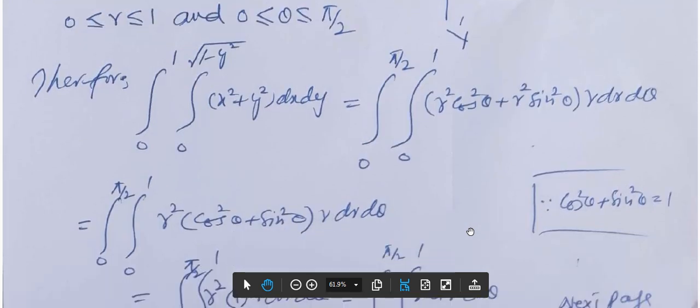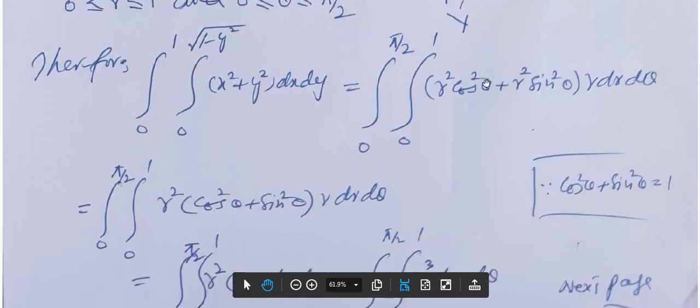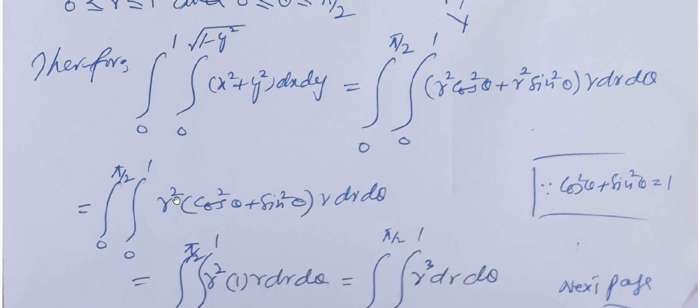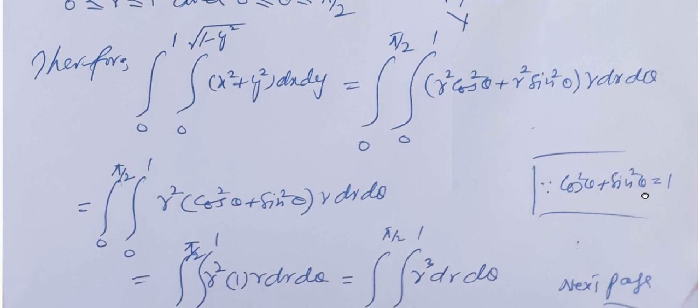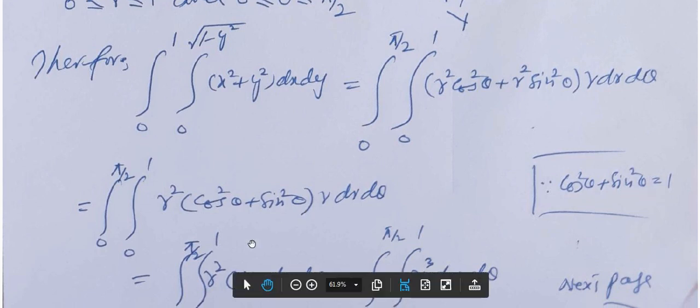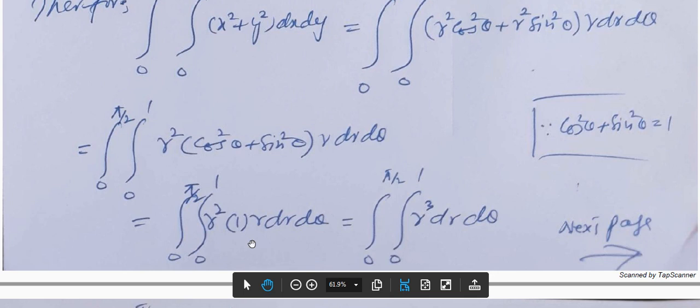You have to simplify. Now r square cosine square theta plus r square sine square theta. From here you can take r square common, so then it will be cosine square theta plus sine square theta. You know, cosine square theta plus sine square theta is 1. So using that identity, we have r square times 1, and then r square multiplied with r. So this will be r power 3 dr d theta.